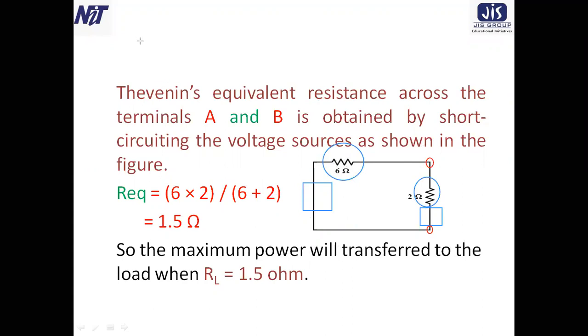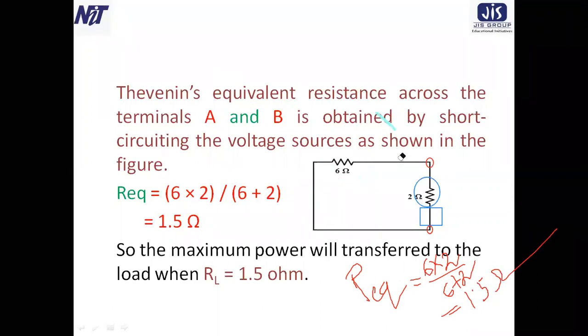When it is connected in parallel, the value of R equivalent is very simple: 6 into 2 divided by 6 plus 2. So 12 divided by 8, that means it is 1.5 ohms. In this way, we can find the internal resistance of the circuit.